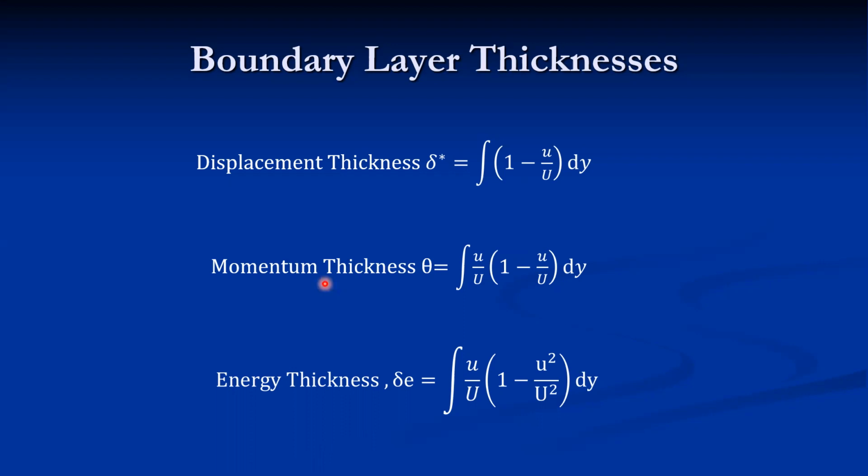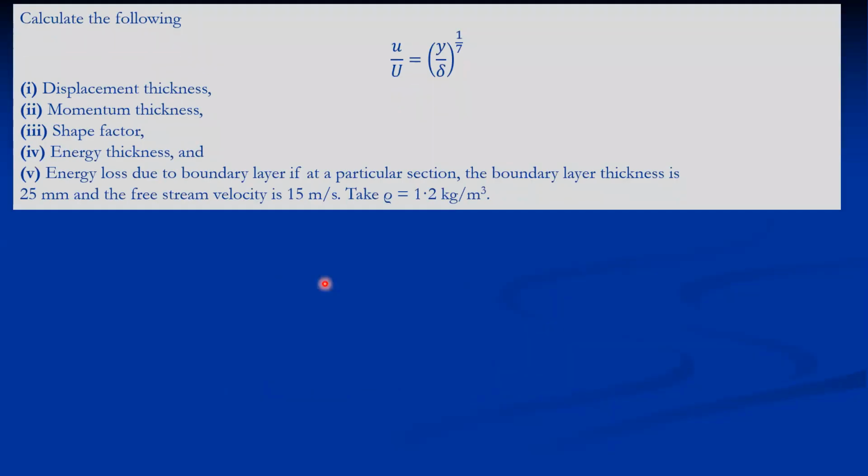Displacement thickness describes the loss in mass flow rate. Momentum thickness describes the loss in momentum. Energy thickness describes the loss of kinetic energy. We'll take one numerical, that is, calculate for the following.